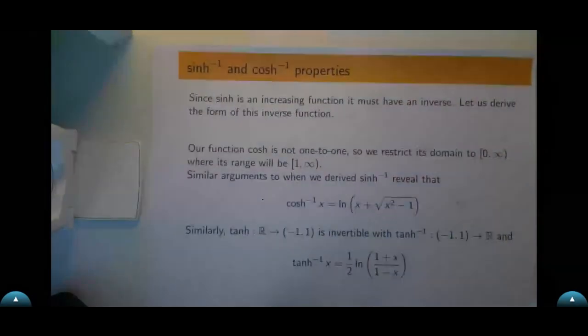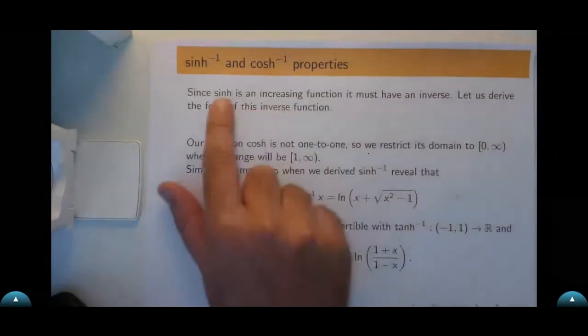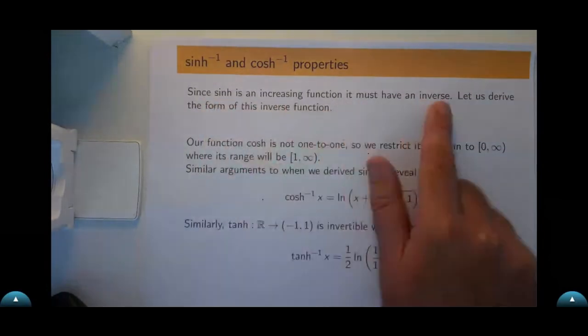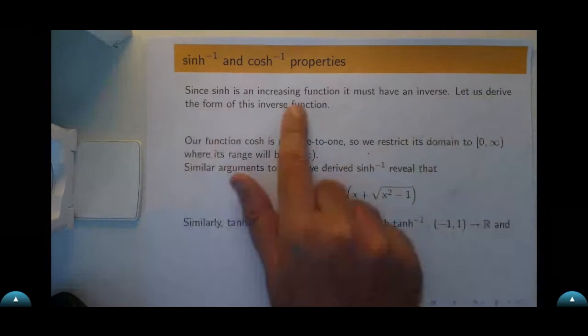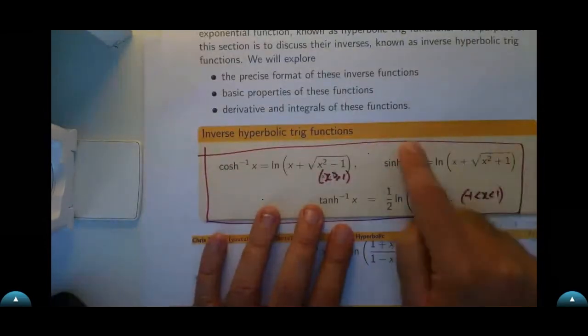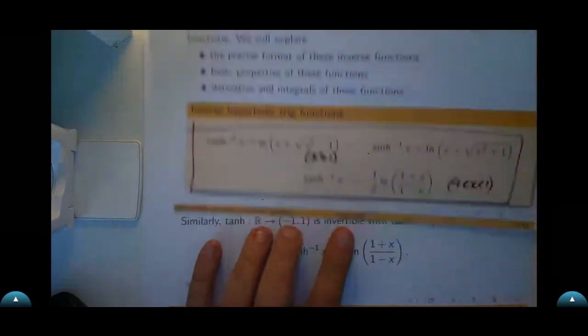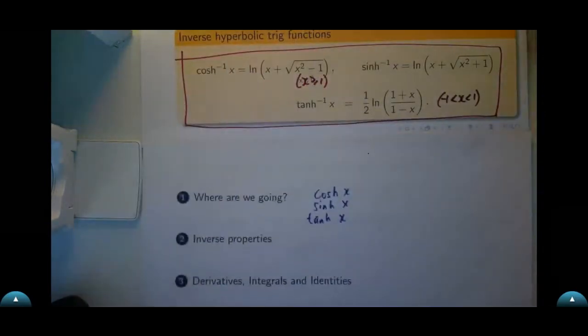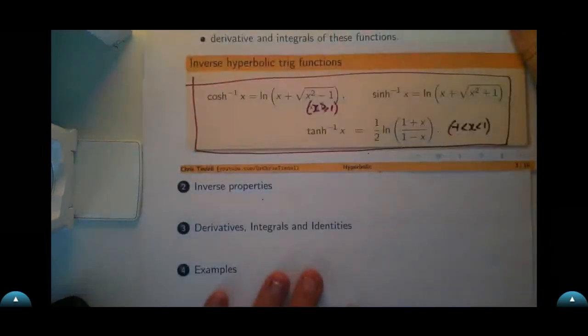From the graph that we saw before, hyperbolic sine is an increasing function. It must have an inverse. Let us derive the form of this inverse function. Well, here it is right here. So where does this come from? Let me go over here and I'll actually derive it.